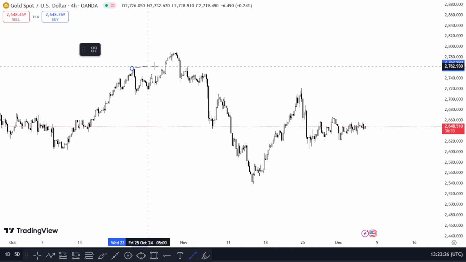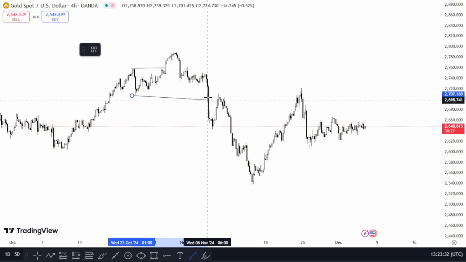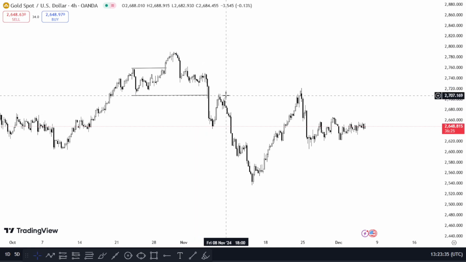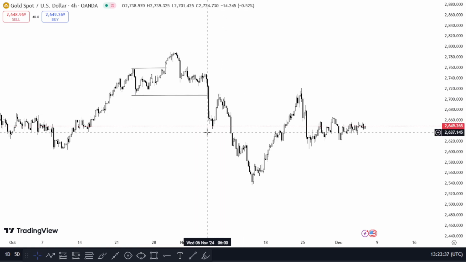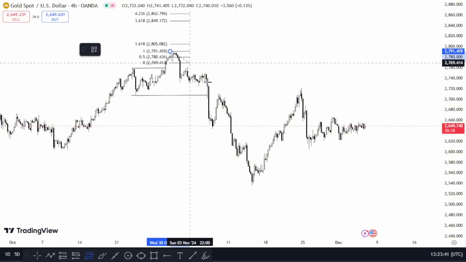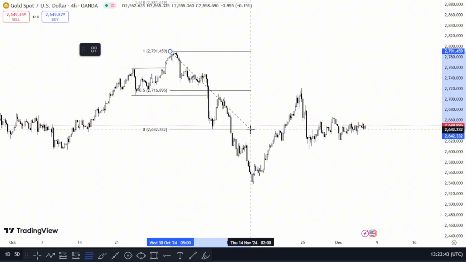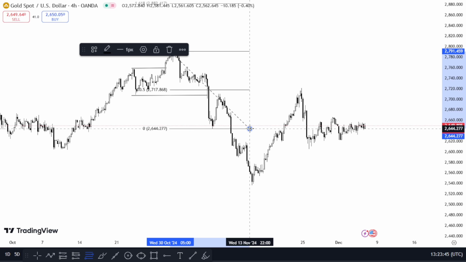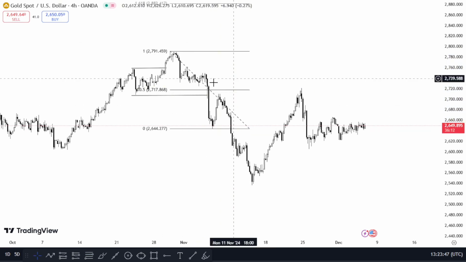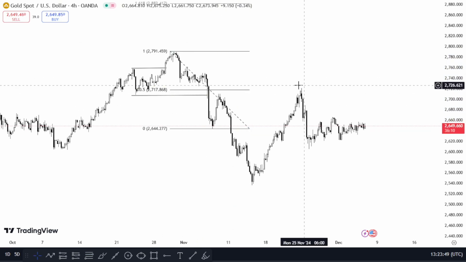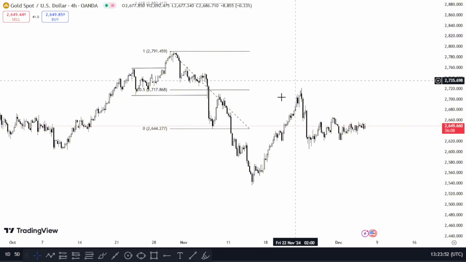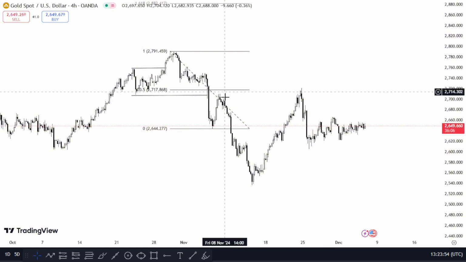The market did not continue to trade above that area, and then we have a break of structure to the downside. This pullback wasn't up to 50%. If it was up to 50%, this would have been a valid trade for me, but since it wasn't, I won't take it.